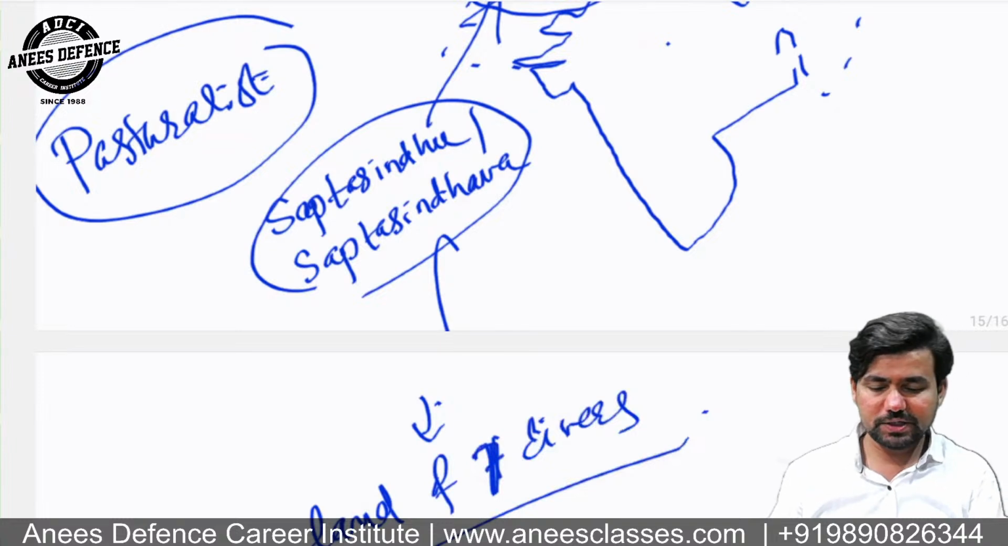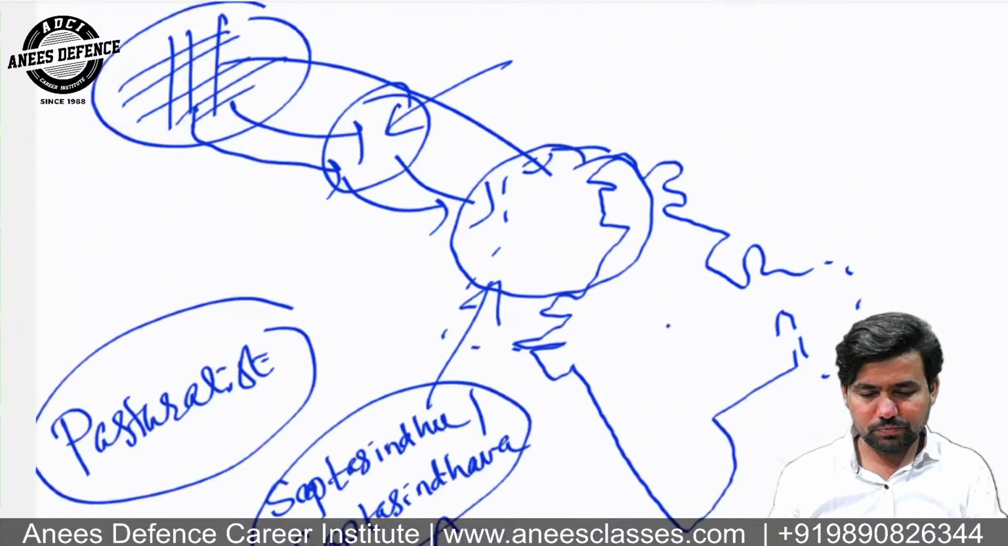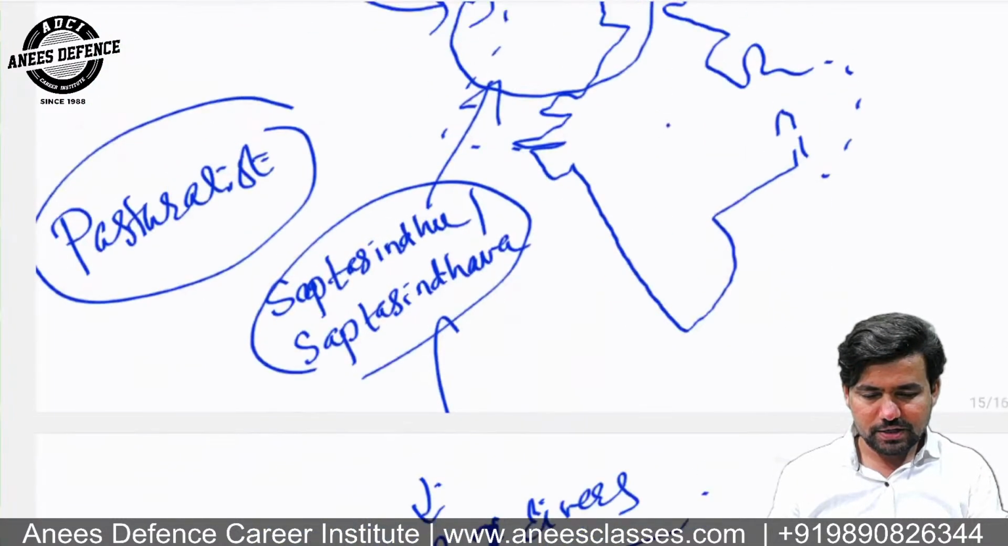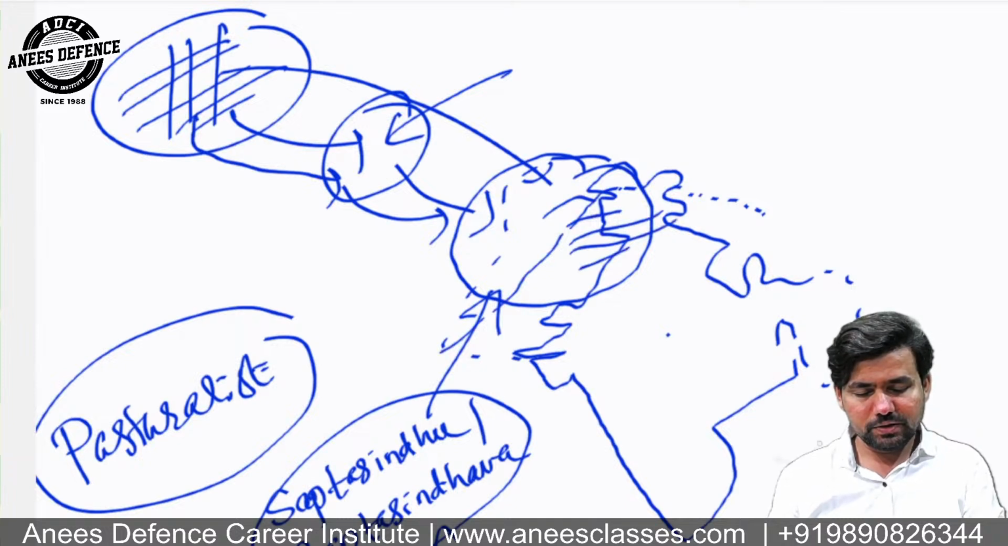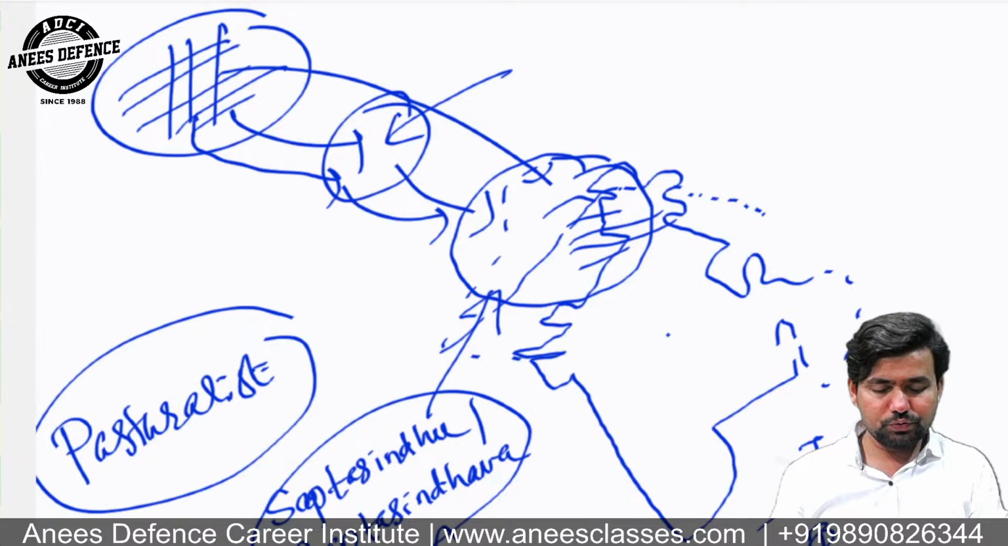Region of seven rivers. Like today we have seen Punjab, with five rivers. Those seven rivers might be, the first is the Indus River and its five tributaries. Five tributaries meaning Jhelum, Chenab, Ravi, Beas and Satluj. Indus, Jhelum, Chenab, Ravi, Beas, Satluj. These are the five tributaries of the Indus River.